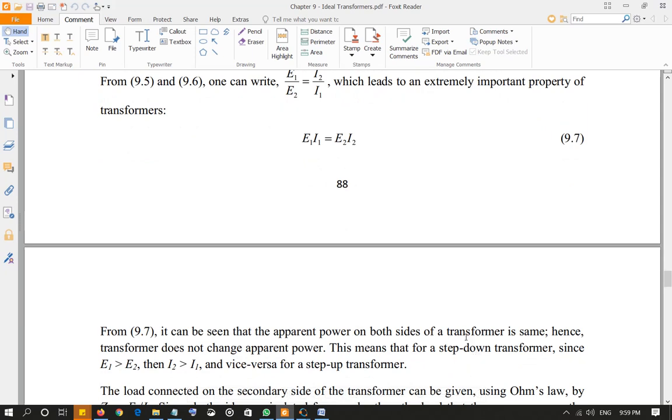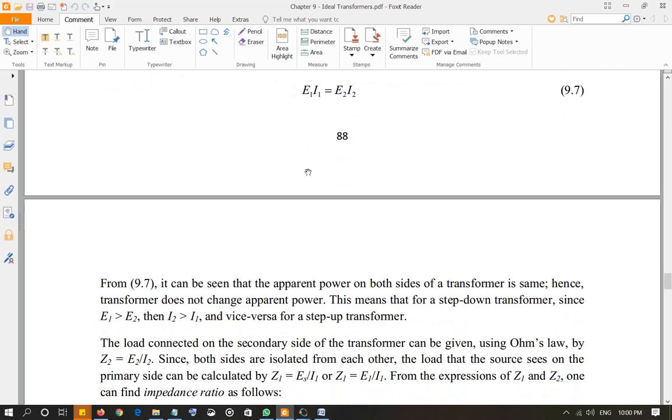So in other words, if you have E1 larger than E2, then of course I1 will be smaller than I2, because again these two products are equal to each other. The product of E and I is equal. So anytime you have primary voltage greater than secondary voltage, your primary current will be less than the secondary current, and vice versa.